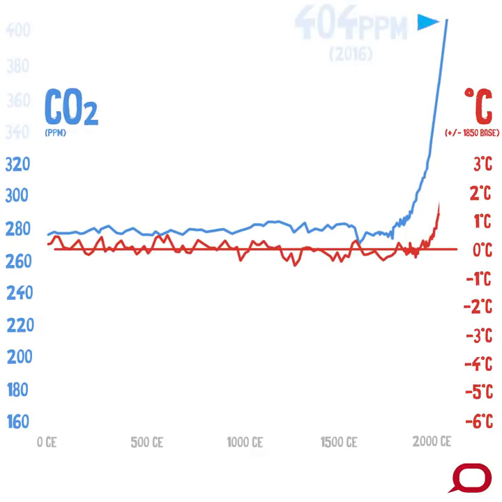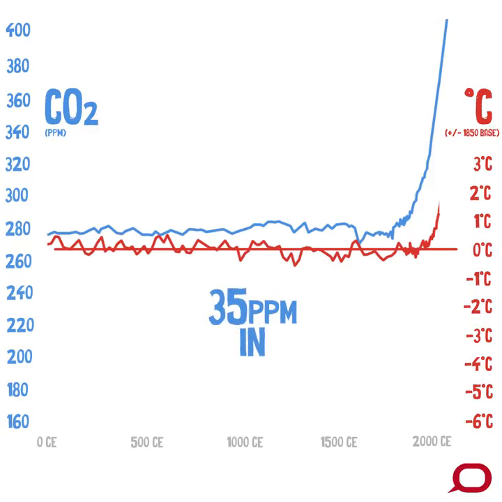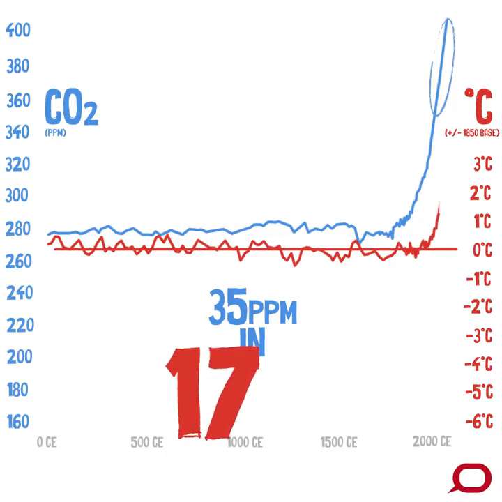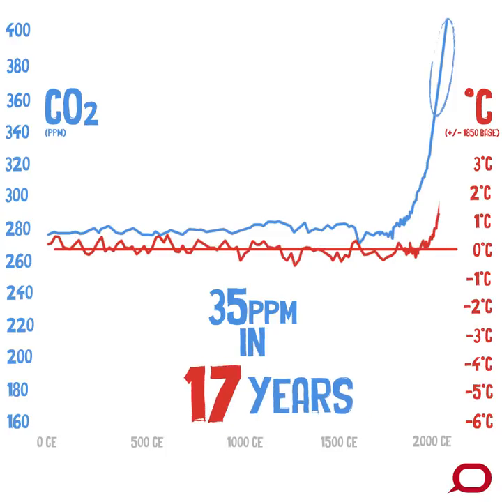Here's where we are now. When the Earth warmed out of the last ice age, CO2 levels naturally increased by 35 parts per million over 1,000 years. Humans have caused CO2 to rise by this amount in just the last 17 years.